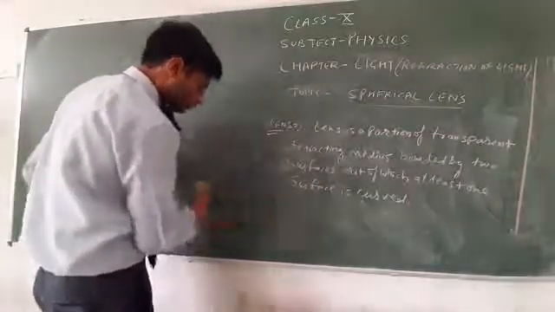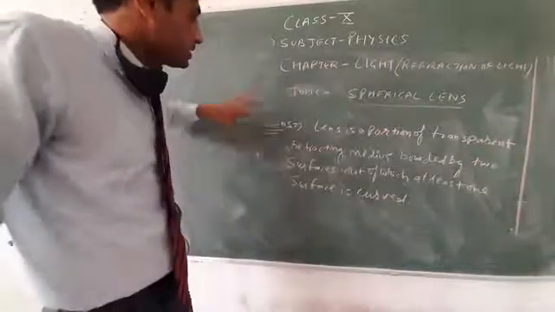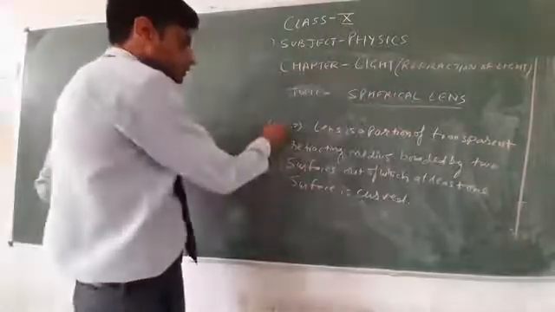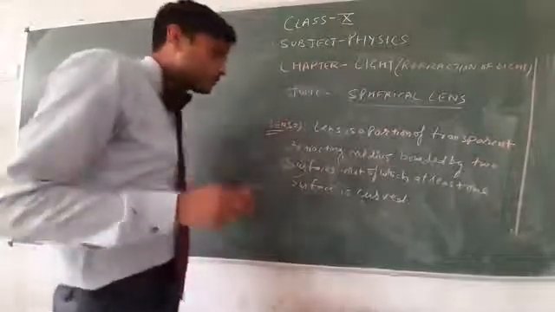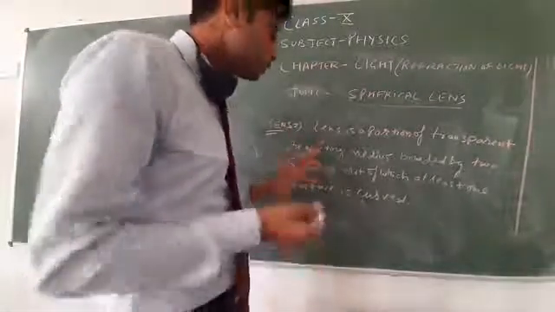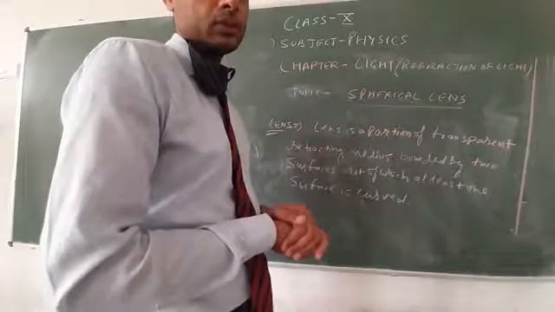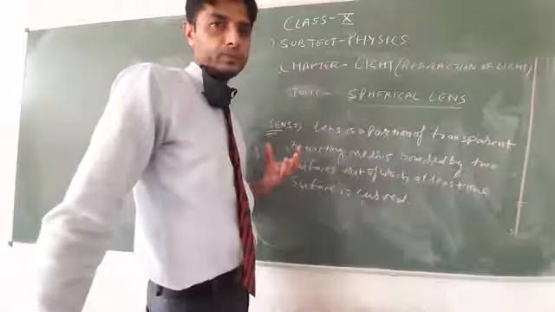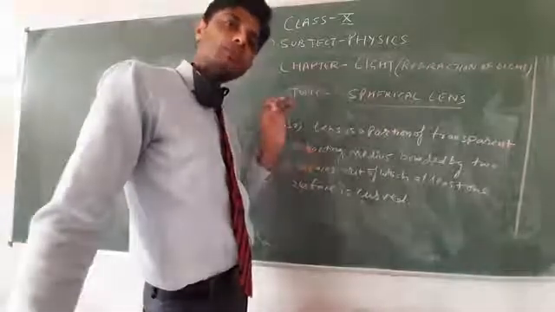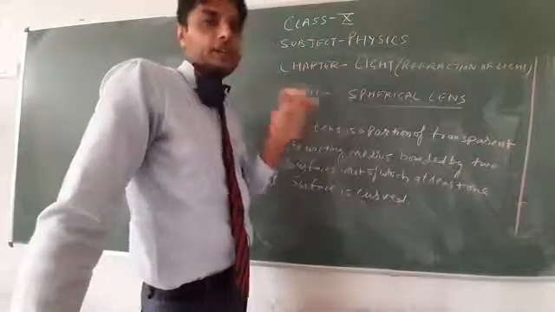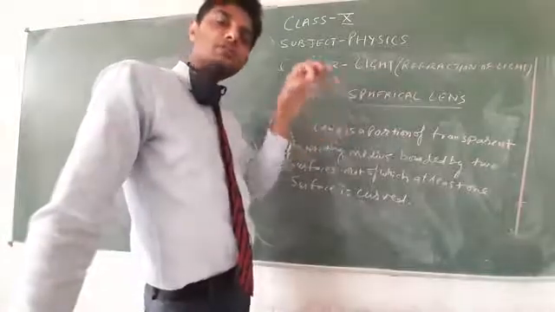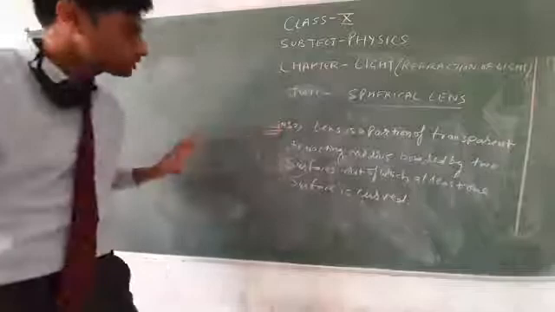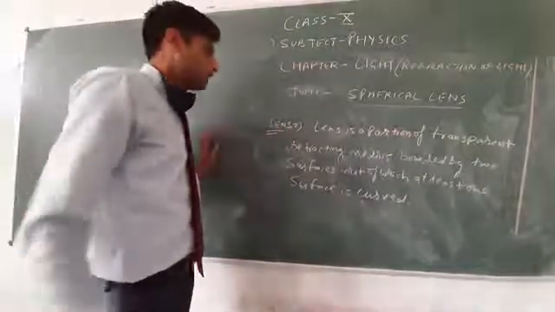So I hope you understand the definition of a lens. The necessary condition is that only one surface is curved. It is not compulsory that both sides are curved. If one side is curved, then refraction will take place, and this is a lens. Now I am going to discuss the types of lenses.